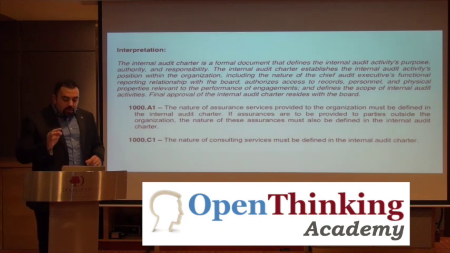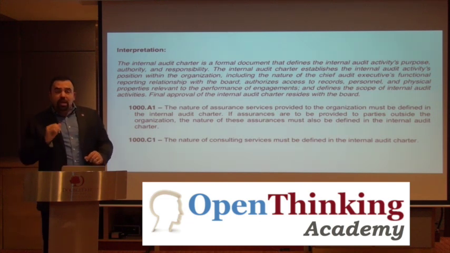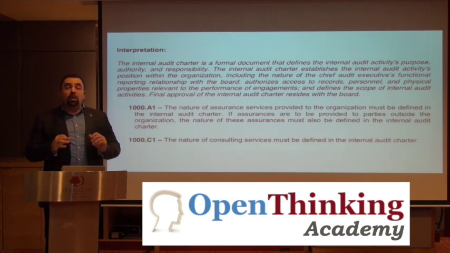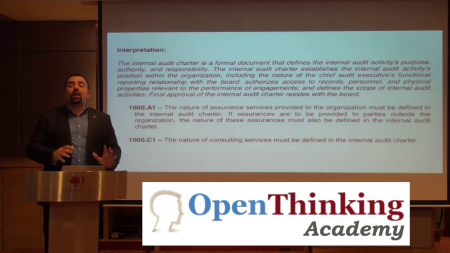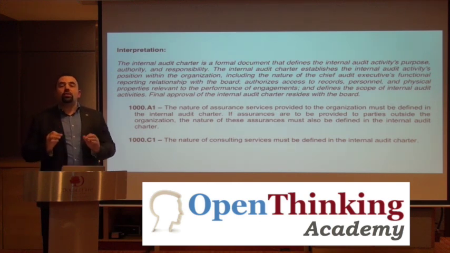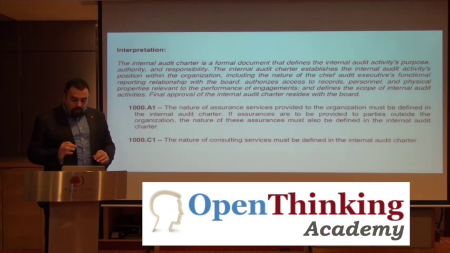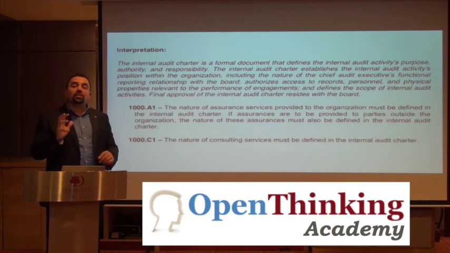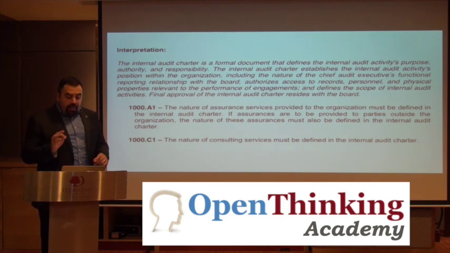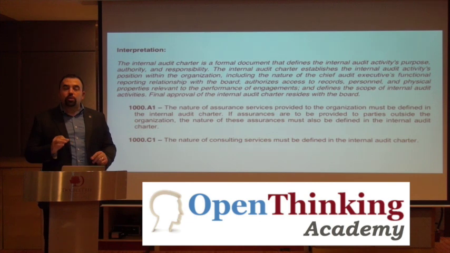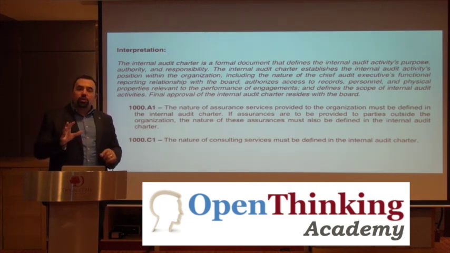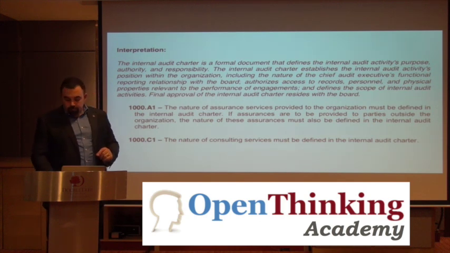They say if assurance is to be provided to parties outside the organization, the nature of the assurance must be defined in the charter. If you are providing any assurance to someone outside the organization, this also needs to be defined in the charter. Now, number 1000.C1, they say this is C. Why C? It is related to consulting. They say the nature of consulting services must be defined in the internal audit charter. So also the consulting services that you perform as an auditor need to be defined in the charter.